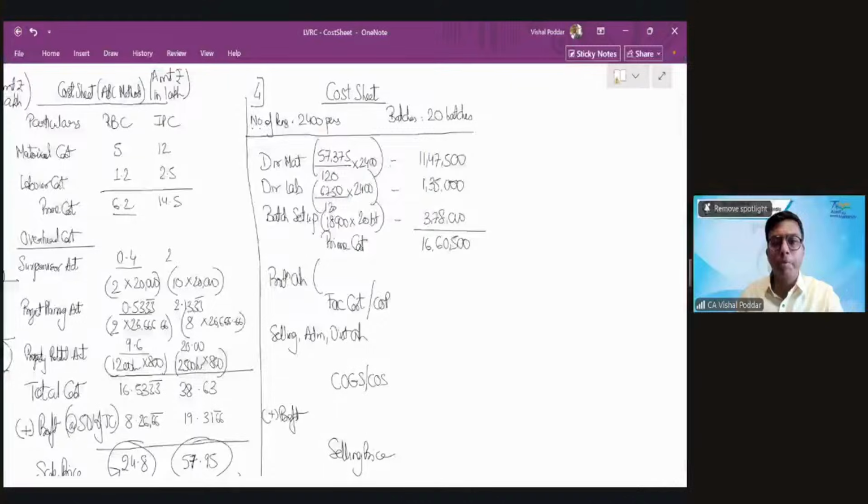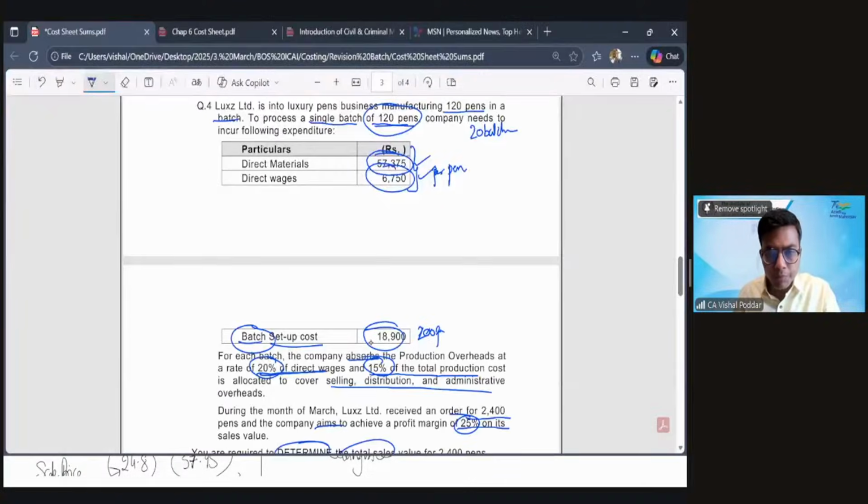So it will be, wages is how much? 1,35,000 into 20%, correct? So how much it comes to, students? It comes to 27,000. So how much? 87,500.